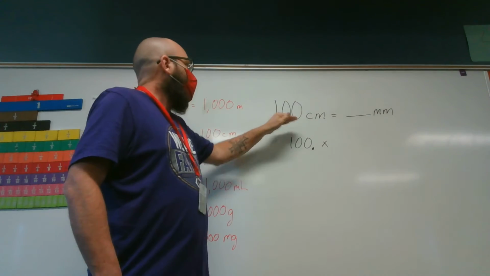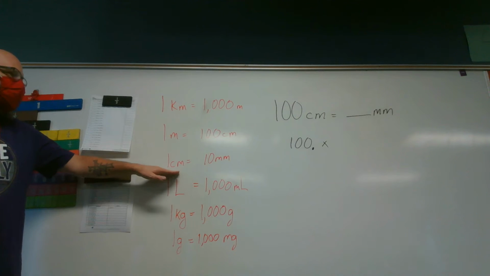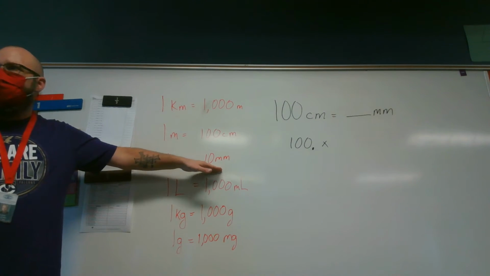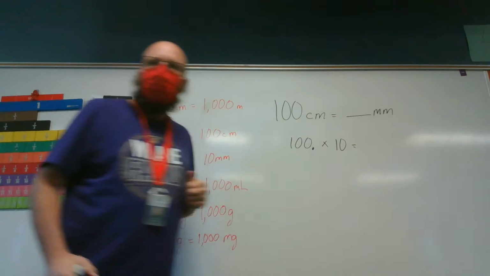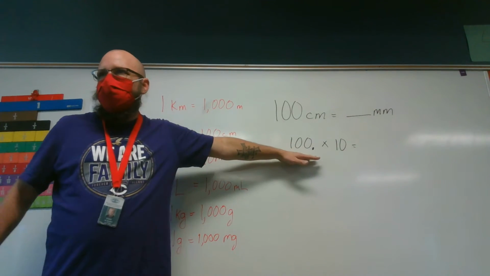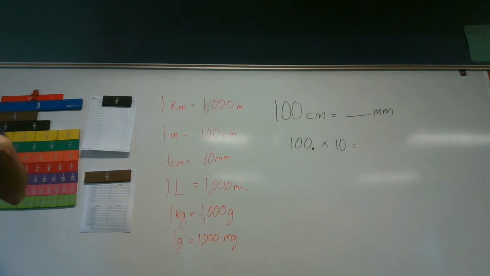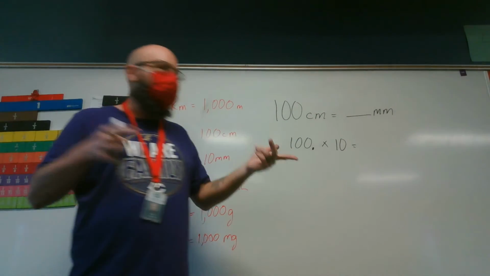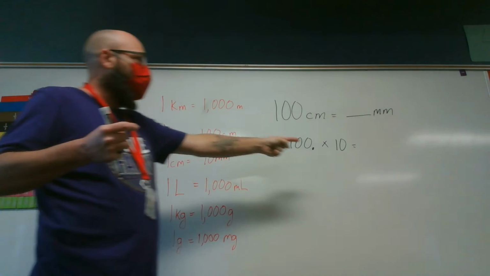And I can go back and look at my formula chart, and this is all the information on the formula chart. I have 1 centimeter equals 10 millimeters. So that tells me I'm going to multiply by 10. So I've got 100 multiplied by 10. Here's my decimal point. Am I going to move my decimal point to the left or the right? Am I making the number bigger or smaller? Bigger, which means I have to move it to the right. How many places am I going to move it to the right? Once, because I'm multiplying just by 10.